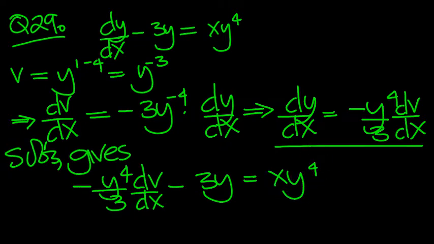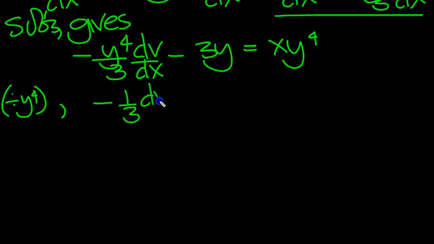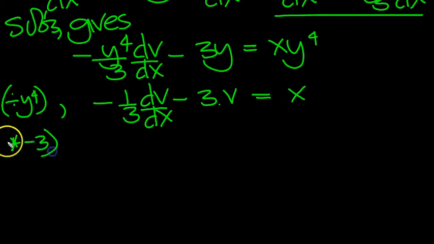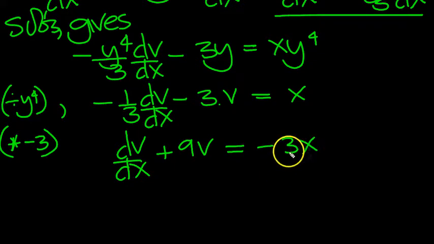Divide by y to the 4 all the way through. See what we get now. We get minus 1/3 dv/dx. Minus 3 divided by y to the 4 is 1 over y cubed, which is v. And that's x. Now times by 3 all the way through, minus 3. So that will give us just dv/dx here, which is what we want. Times by minus 3 you get plus 9. v equals minus 3x, isn't it? There we go.